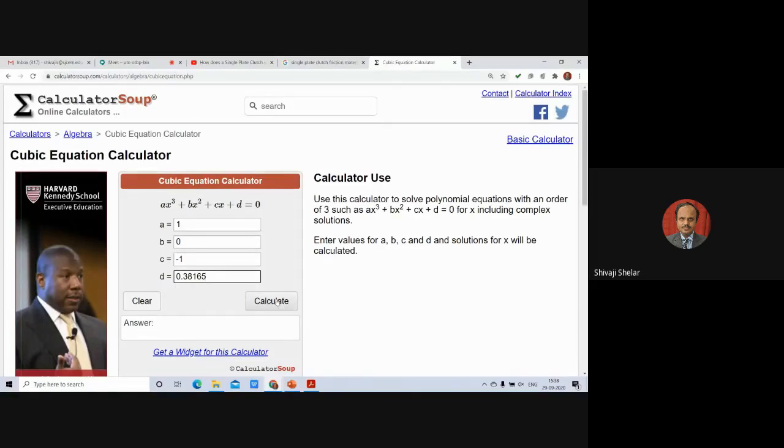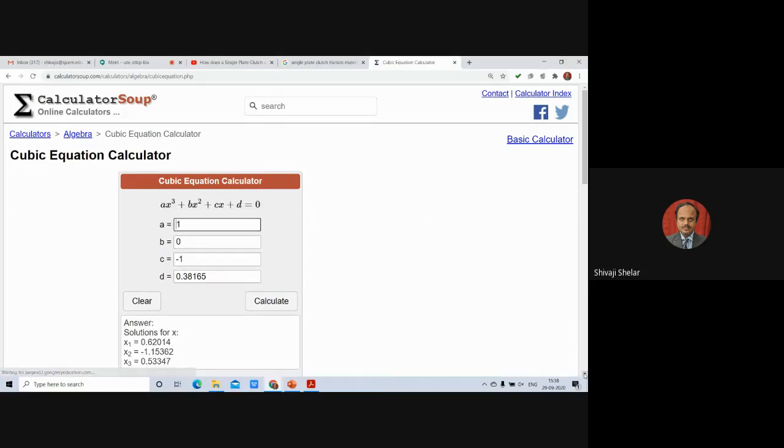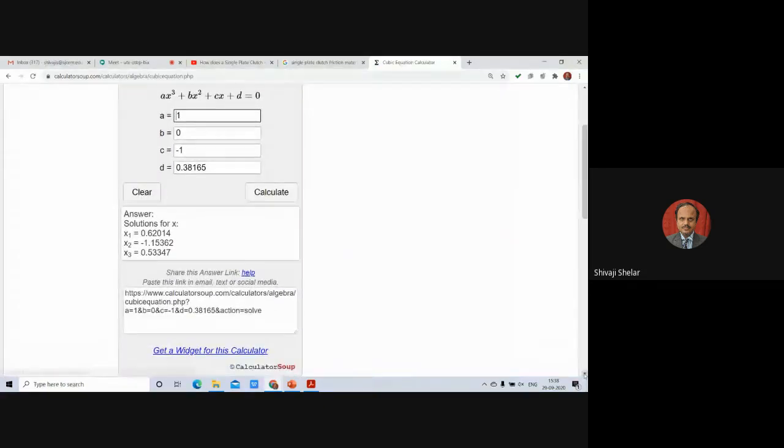So let's calculate. So we are calculating. After calculation, since it is a cubic equation, there are 3 roots possible. So 3 solutions it is providing. One such solution is x1 is equal to 0.62. Second solution is minus 1.15. Third solution x3 is equal to 0.53347.